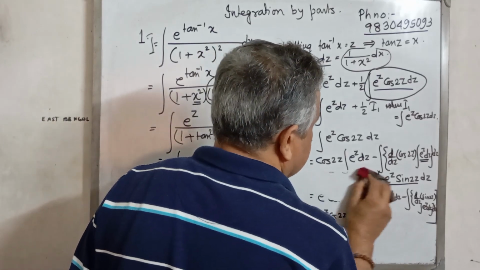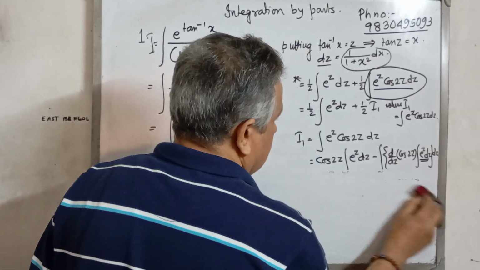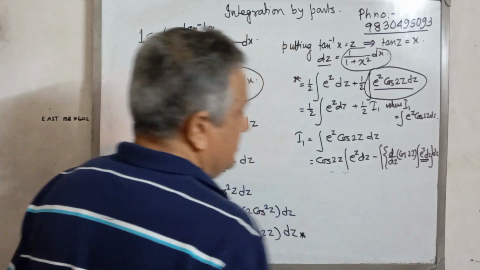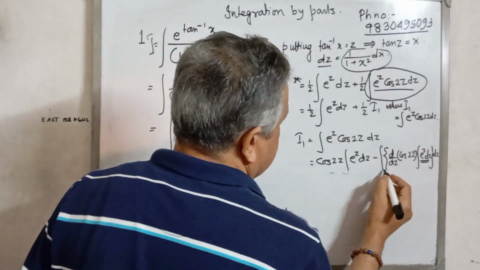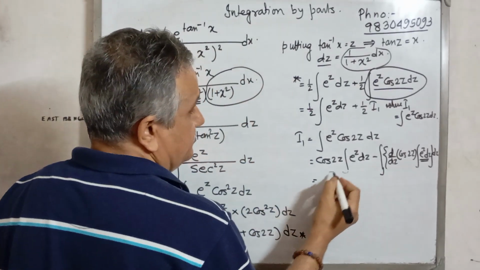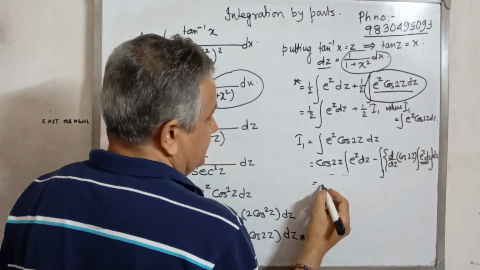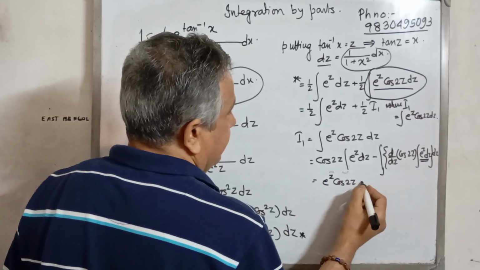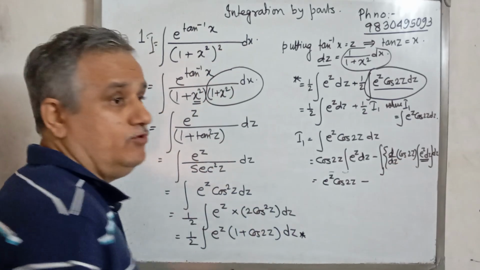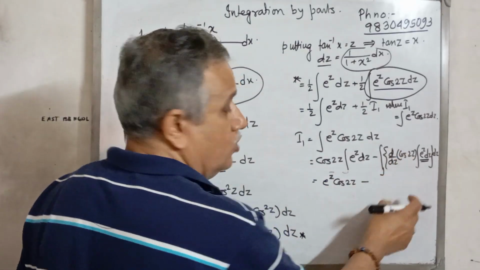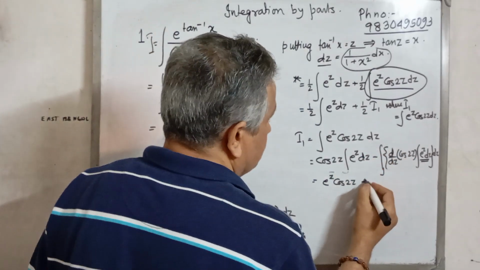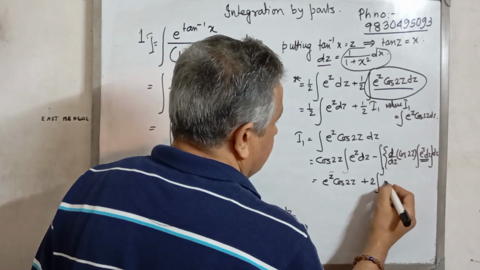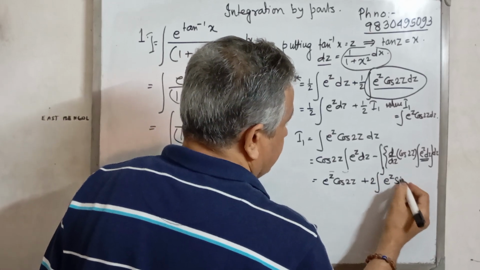This integration, something going wrong. So again we differentiate it. From this line we start again. E to the power z is e to the power z cos 2z minus differentiation of cos 2z is sin 2z into 2, not divided by 2, into 2. So this becomes 2 e to the power z sin 2z.